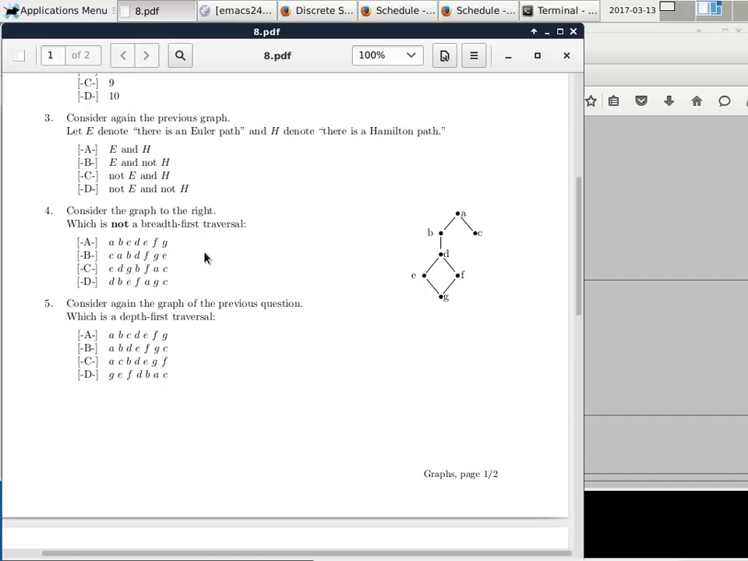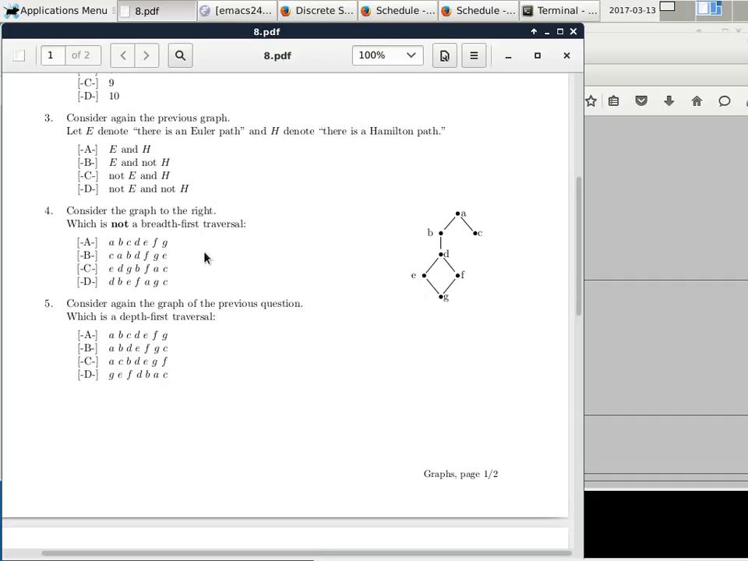So, let's write the first. We start from A, right? If we start from A, what are the ones you get in one shot? BC or CB. And so far, the first one is a good candidate, right? Which ones do you get in 2 steps? D. And so far we are doing fine. And which ones do you get in 3 steps? E and F. And then G. So, the first one is a breadth first traversal.